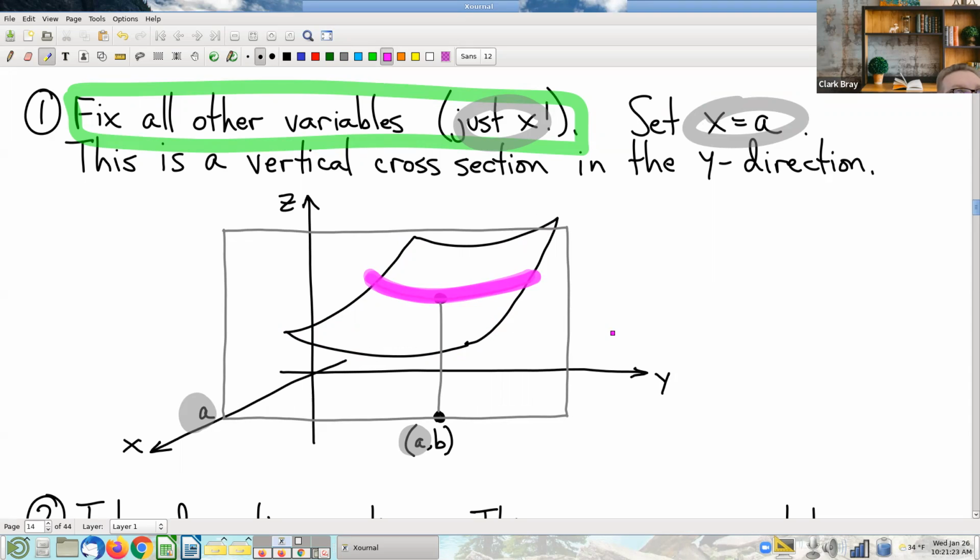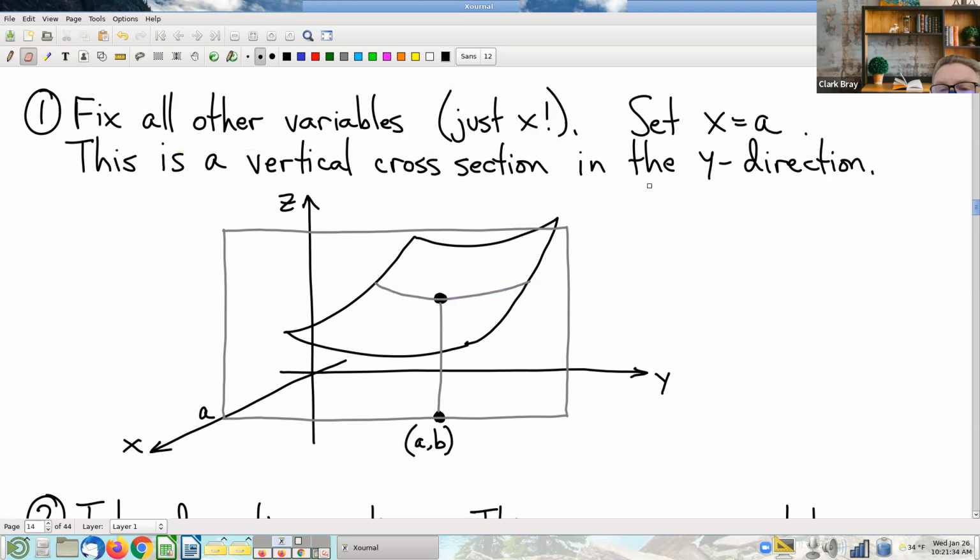Let me pause for a second. How's everybody doing? Is everybody with me? Okay. All righty, taking that slice.